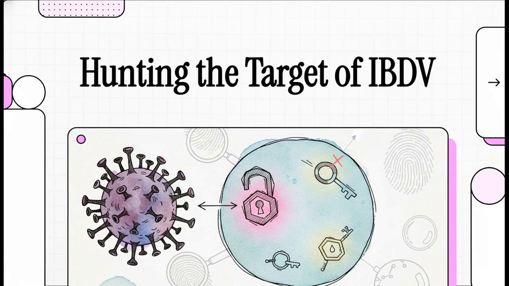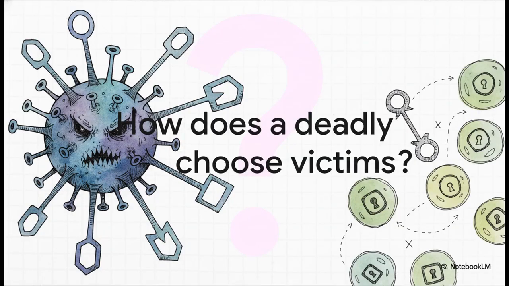Welcome to this explainer. Right out of the gate today, we're unraveling a genuine biological detective story. We're going to track down the exact cellular lock that a highly destructive virus uses to break into its victim's cells. Think of it like a true crime investigation, but on a microscopic scale. The perpetrator is a tiny pathogen, and the crime scene, well, that's the immune system itself. Okay, let's dive into this.